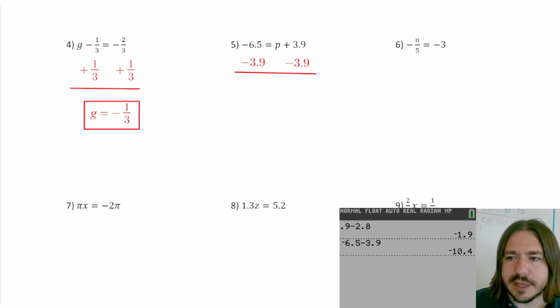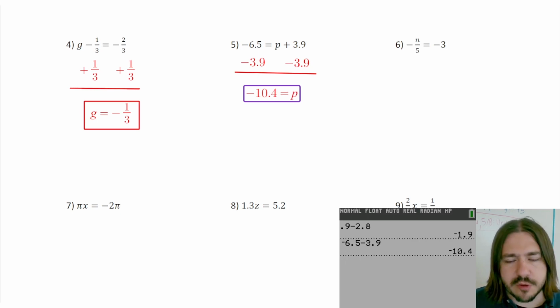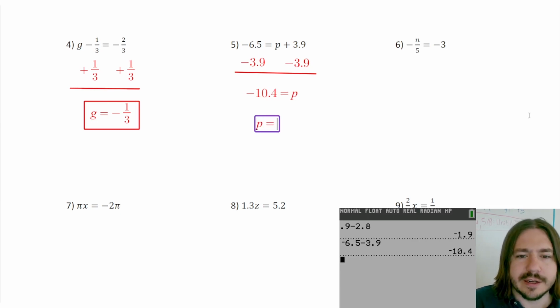Okay, let's see. So we got negative 10.4. That's going to equal p. That's another problem that ends up with the variable on the right-hand side, which again, technically is fine, but I just really like having it on the left-hand side, and I'm going to try to stay consistent with that throughout the year.